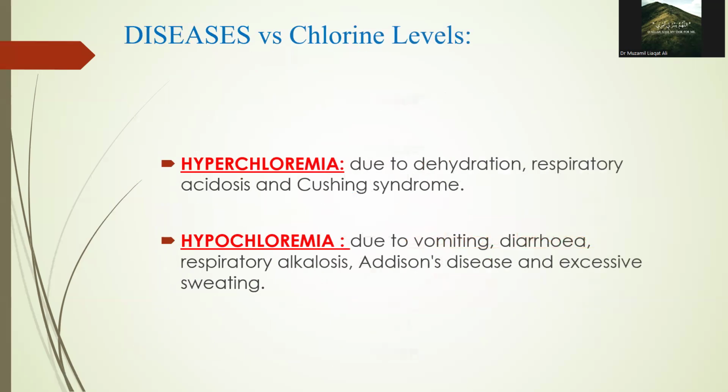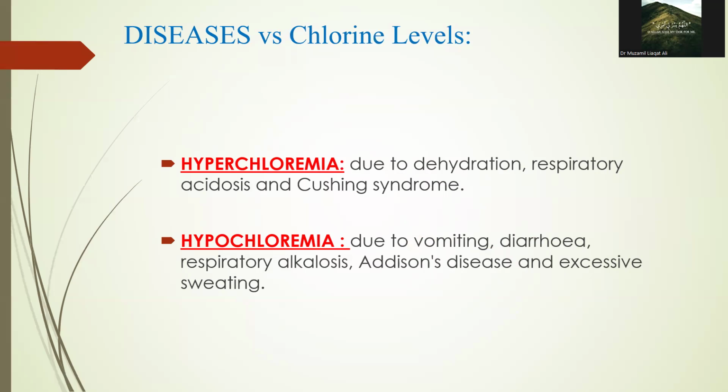Let us now discuss disease states associated with abnormal chlorine levels. The very first one is hyperchloremia, or increased chloride levels, that occur due to either dehydration, respiratory acidosis, where the kidneys compensate by retaining chloride, and finally Cushing syndrome, where excess cortisol leads to sodium and chloride retention.